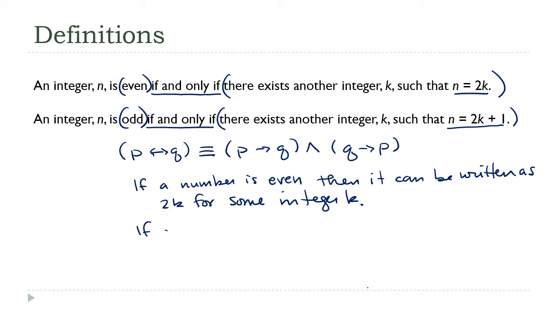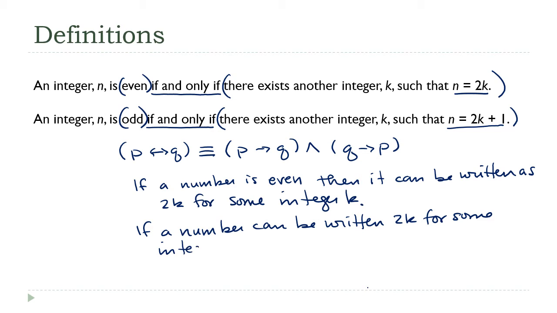and it's saying the converse. It's saying if a number can be written 2 times k for some integer k, then the number is even. So as a practical matter, we're going to use both of these versions just in different contexts.